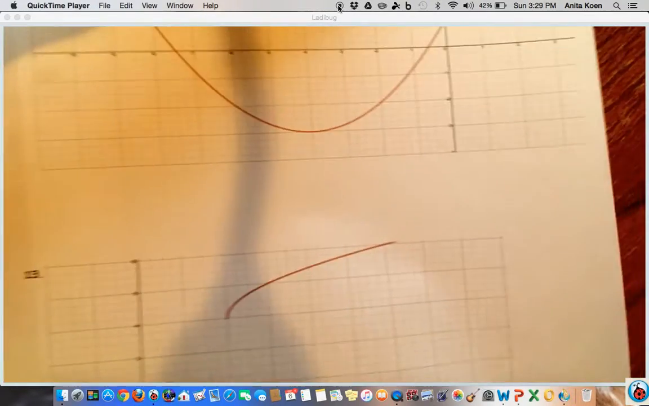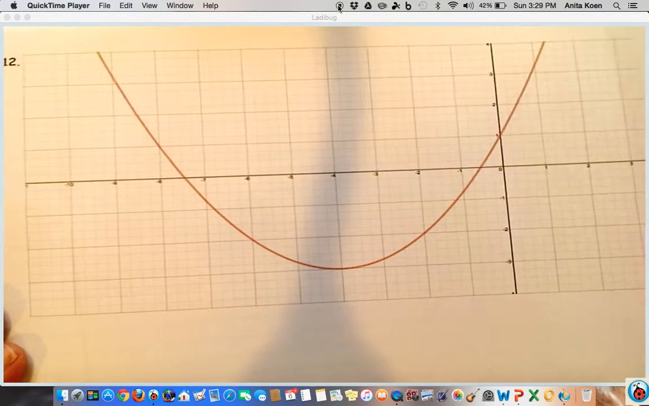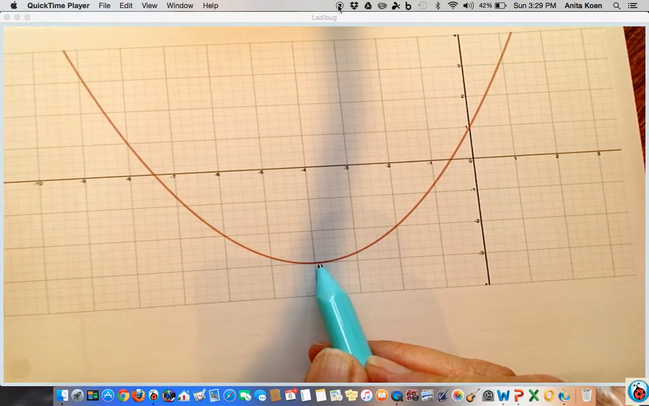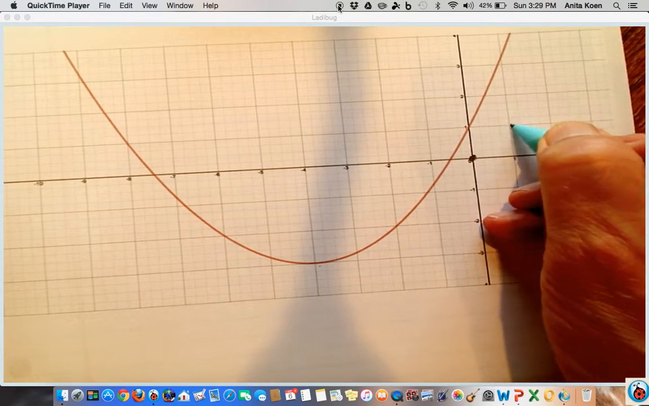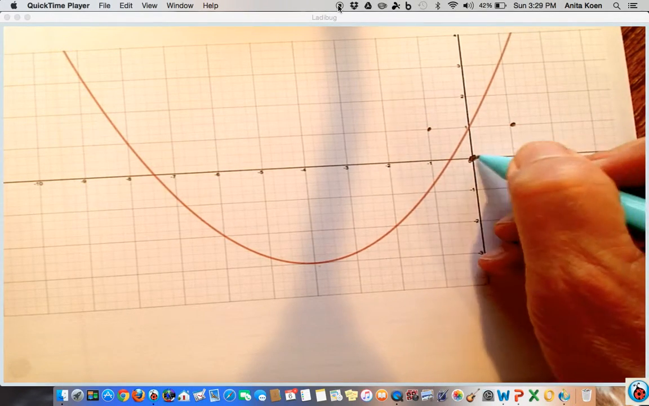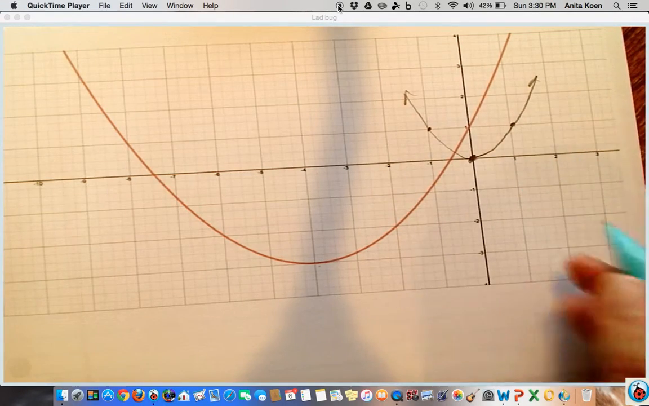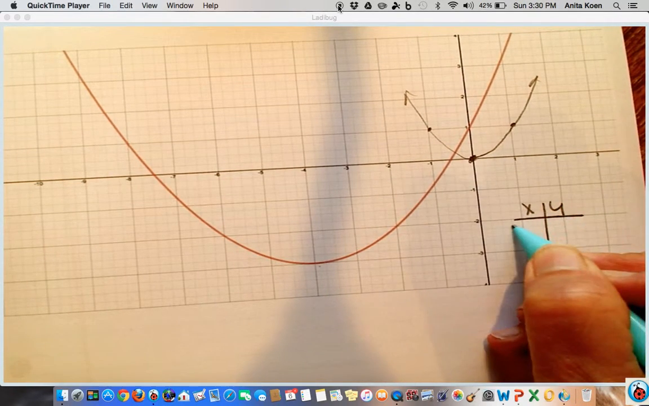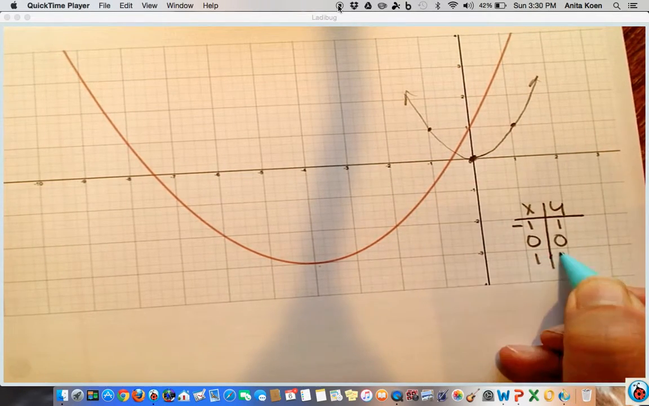Okay, we're going to go ahead now and move to number 12 and see if we can get that one done in this same video. This one I do the same exact way. I know this is the quadratic function, and the first thing I'm going to do is see if my quadratic function is here, 0, 0, and it looks like this. Its normal points are negative 1, 1, 0, 0, and 1, 1.